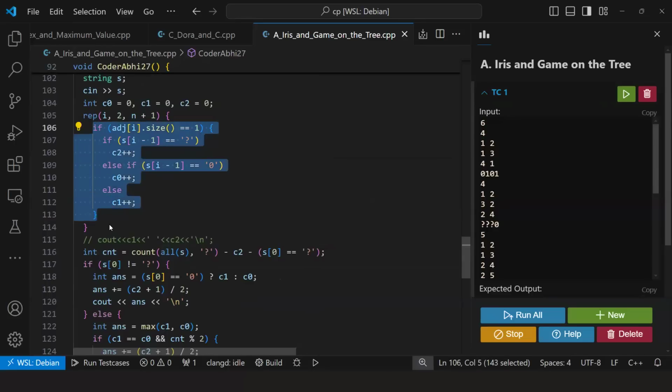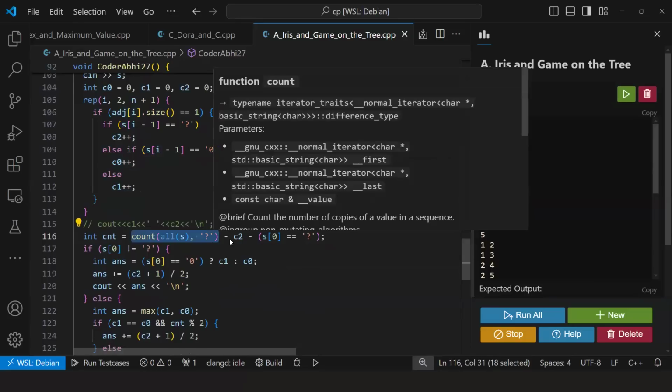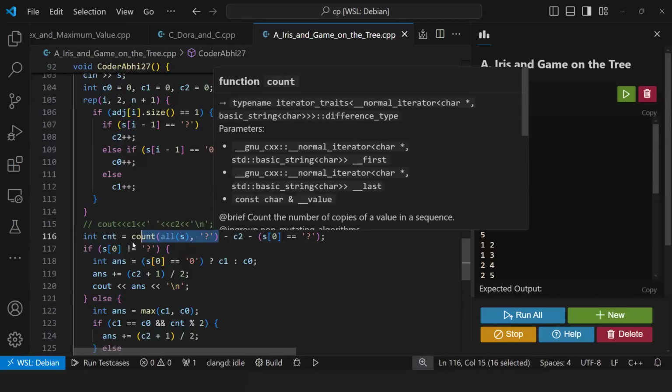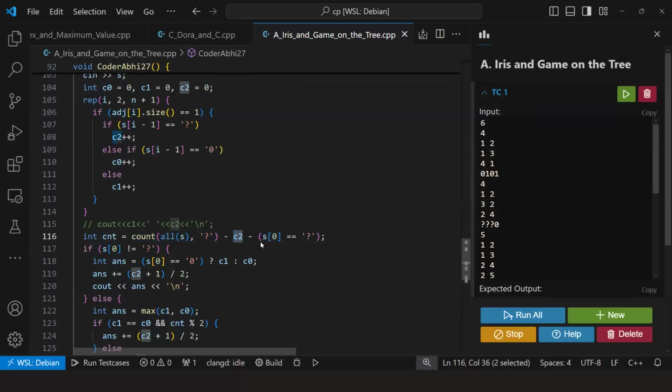is question mark, add CNT plus plus. Or what I did, I took the total number of question marks minus C2, the number of question marks which are leaf node, minus one if my root node is a question mark. So for all the question marks that I have, if I subtract the question marks from the leaf node and the root node, I would get the question marks in the intermediate nodes. So this way I've calculated my CNT.